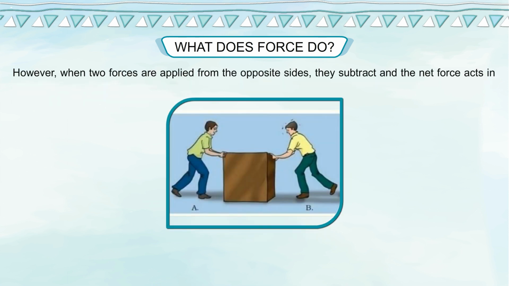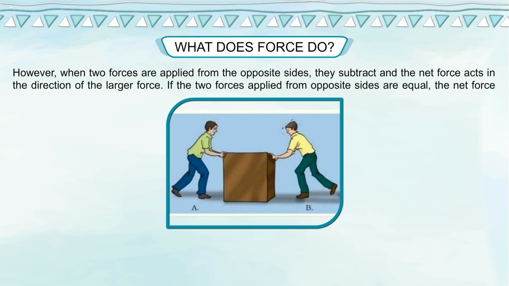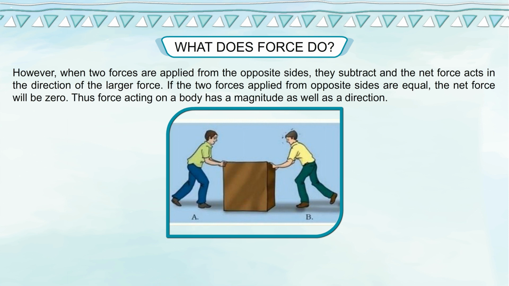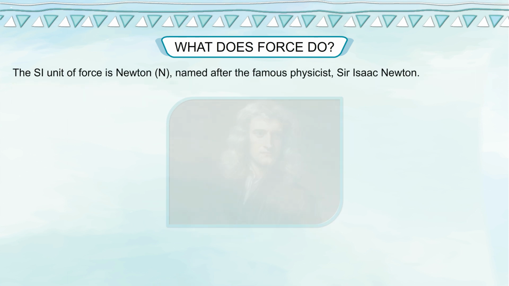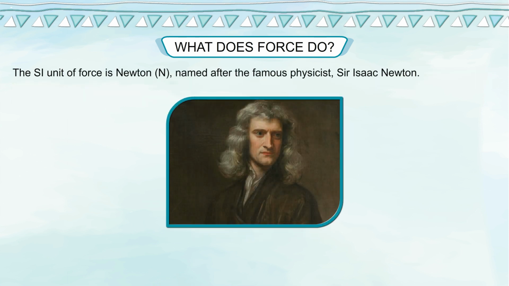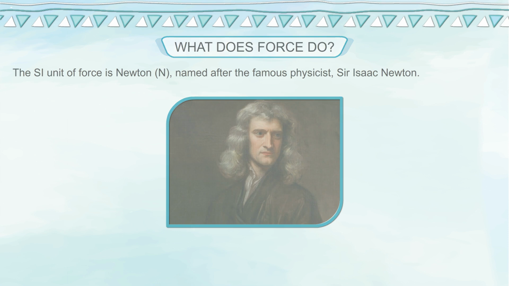However, when two forces are applied from the opposite sides, they subtract and the net force acts in the direction of the larger force. If the two forces applied from opposite sides are equal, the net force will be zero. Thus, force acting on a body has a magnitude as well as a direction. The SI unit of force is Newton, N, named after the famous physicist Sir Isaac Newton.